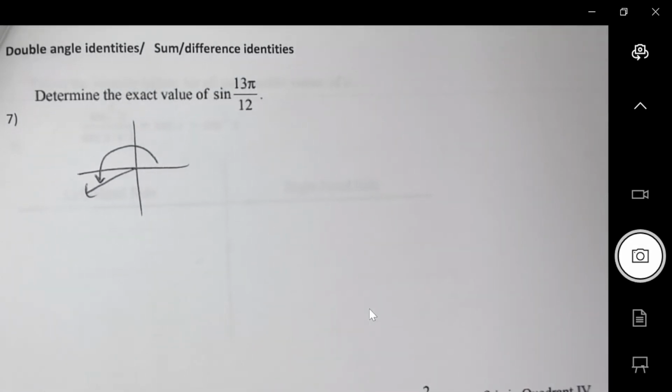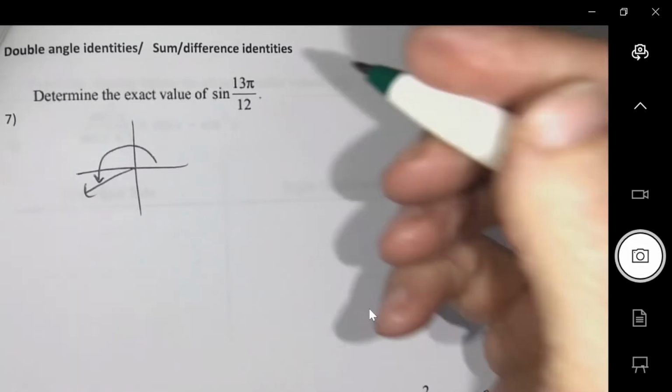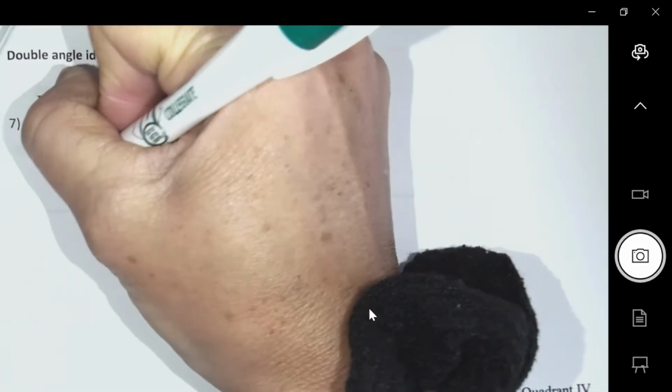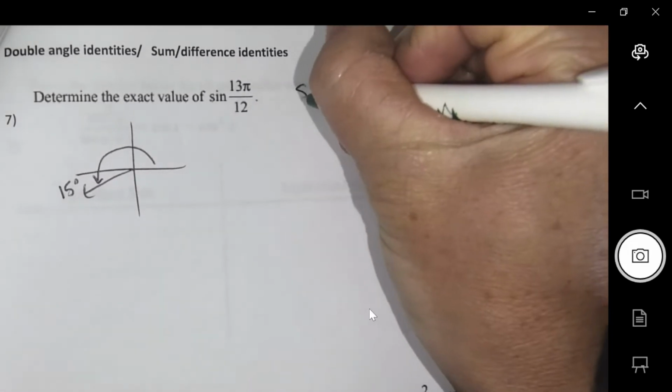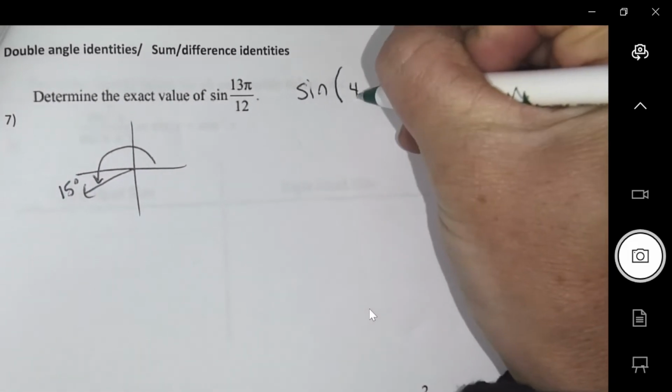So my question for you is, what did it end up? 15 or 75 degrees away? What's the in-between x-axis reference amount? We're 15 degrees away, right? Okay, what combo, when I think of a combo with 45 and 30, can I use? 45 subtract 30.